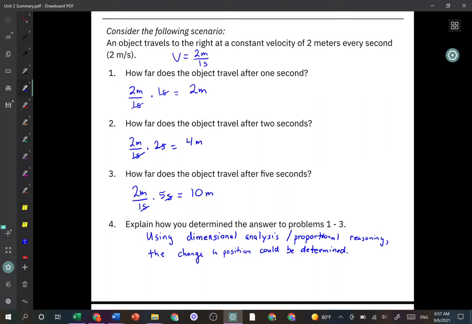Now, these first 4 problems, where we're just looking at that scenario of an object traveling at a constant velocity of 2 meters every second, are just a way for us to try to logically reason with what the relationship between velocity and time could be, and what that means for determining the distance traveled. Now, we're going to look at this another way and gain more practice with velocity versus time graphs. That's going to be on the next page.